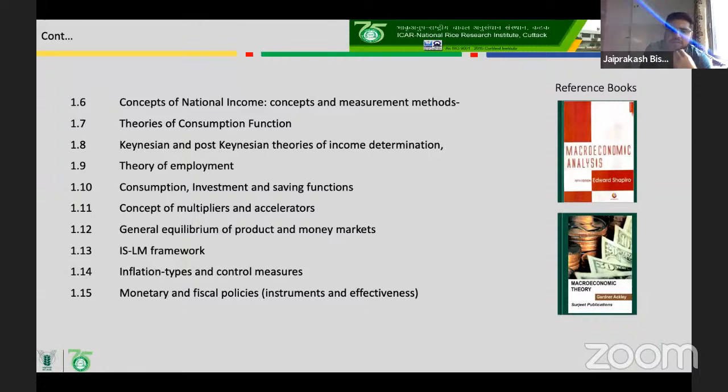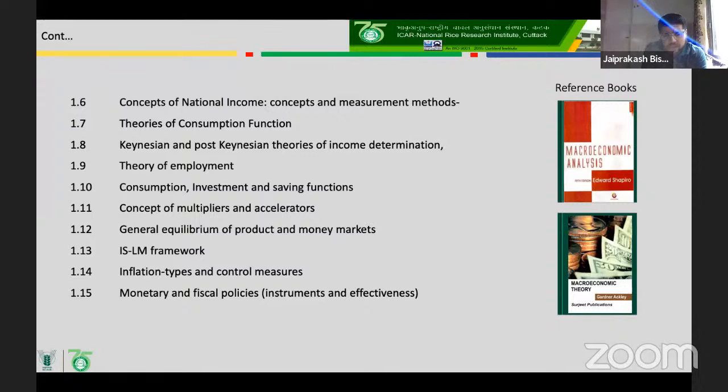What is inflation? How do you measure inflation? What are the types of inflation? And what are the tools with the government to control inflation? Like monetary policies are there, fiscal policies are there. So in which condition are these fiscal and monetary policies used, and in what context?